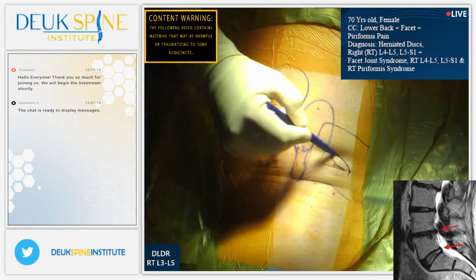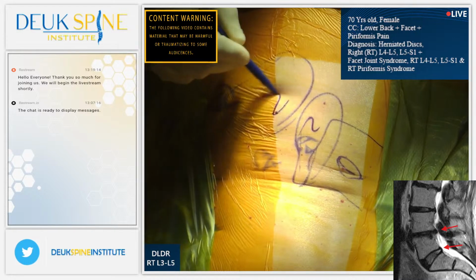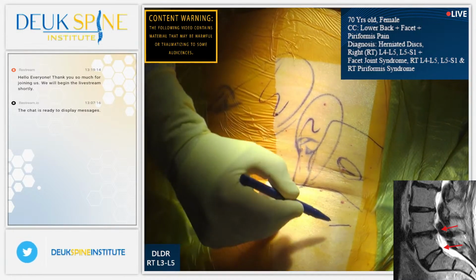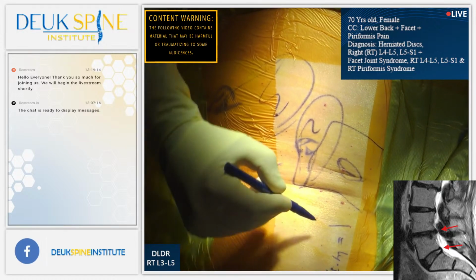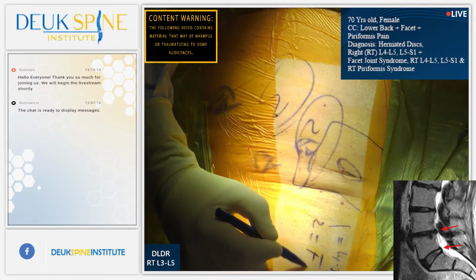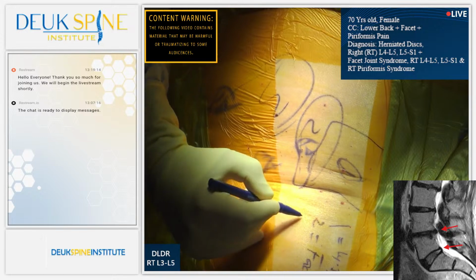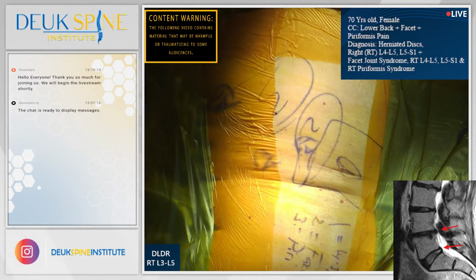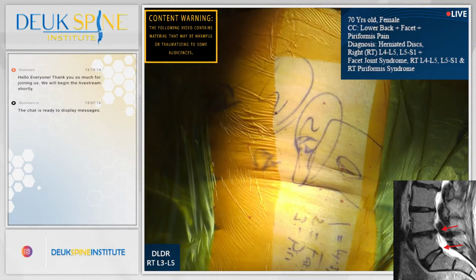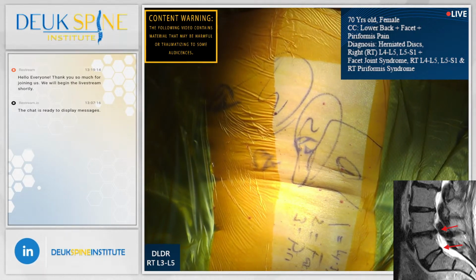So she's got area 1, area 2, area 3. Area 1 is the 2 discs, L4-5, L5-S1. Area 2 is the facets on the right, and area 3 is the piriformis. Those are the 3 things we're going to fix today. We're going to start with the discs. Any questions, feel free to type them up.